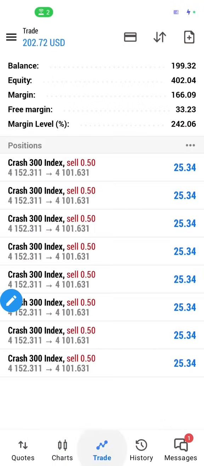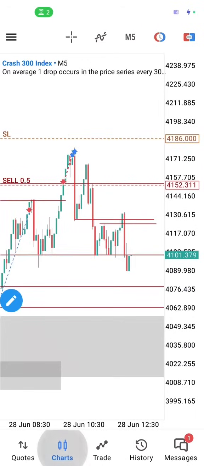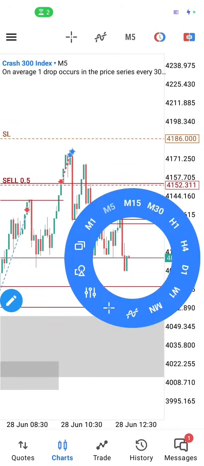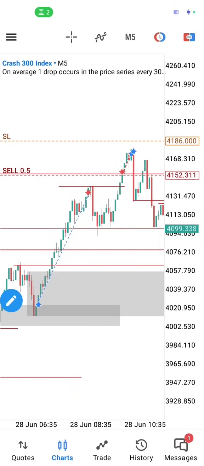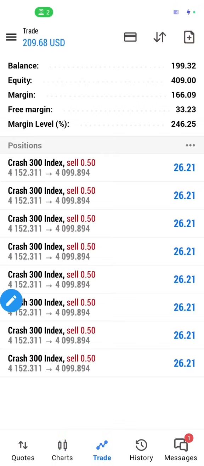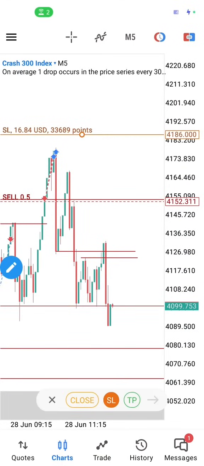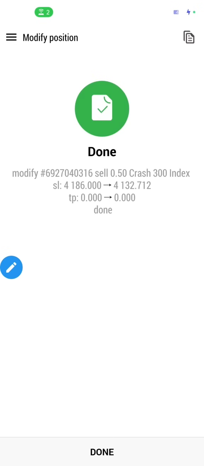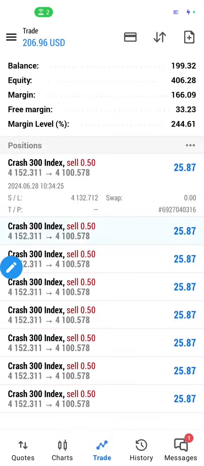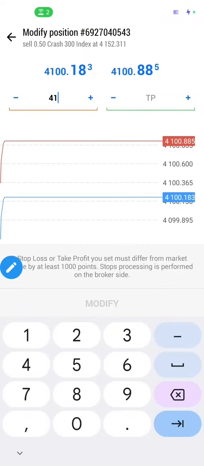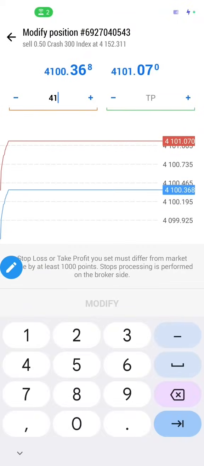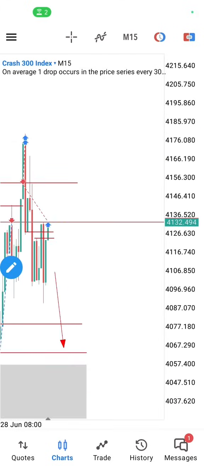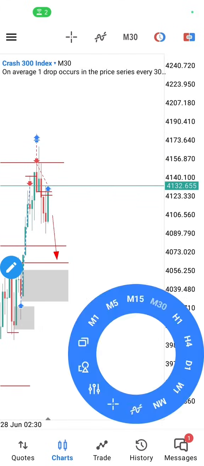So for safety, to protect the account, I decided to place stop losses above that high. Right about now we were around 200 and something. We doubled the account easily, but I wanted to protect the account, so I decided to place my stop loss right above that high in case it continues shooting up. And I did this to all the positions on the screen, of course.